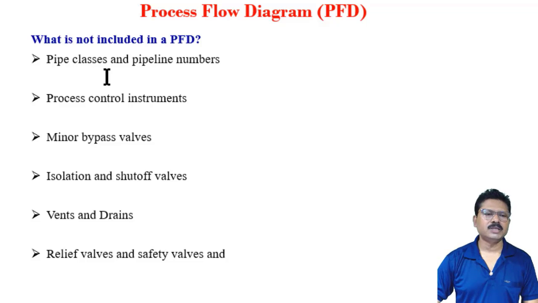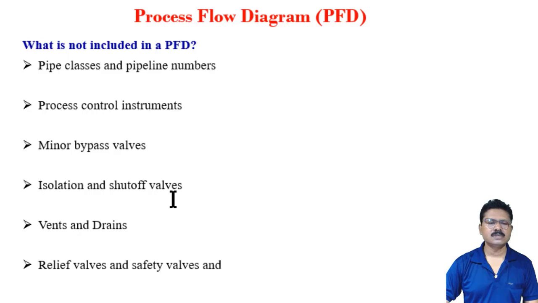Process flow diagram never shows the pipe classes and pipeline numbers, meaning which type of pipe has been used or what the numbers of the pipes are. It never shows the process control instrumentation. Process control instrumentation means the controller and the measuring instrument. Those are not shown in the process flow diagram. Minor bypass valves are not included. Isolation or shut-off valves are not included. The maintenance vents or drains are also not shown in the process flow diagram.